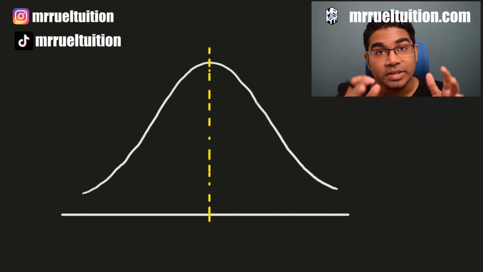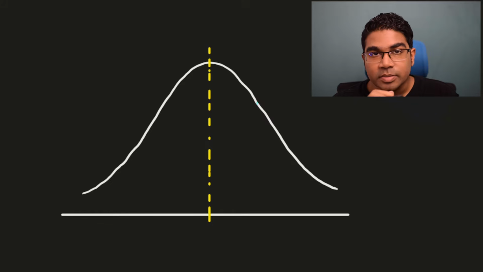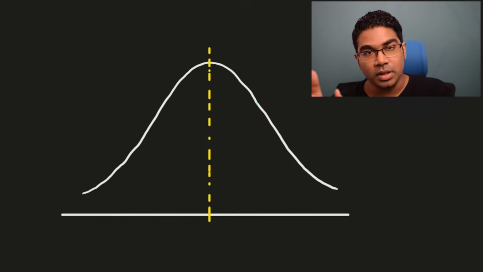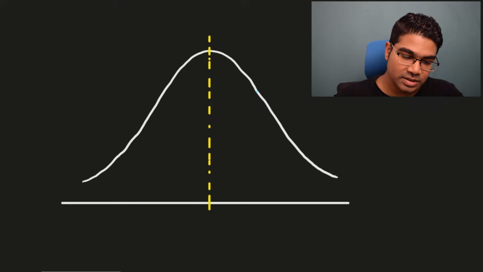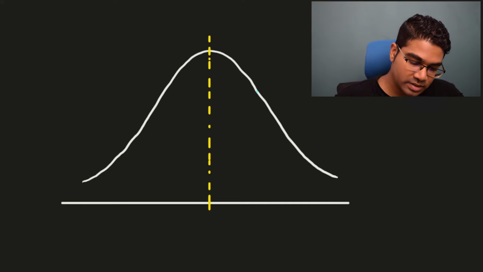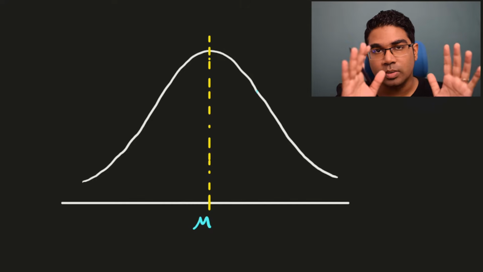This is what a normal distribution curve looks like. A normal distribution curve is a probability distribution curve of a random variable where it is a bell shape and the axis of symmetry represents the mean. The mean divides the data into two equal parts.